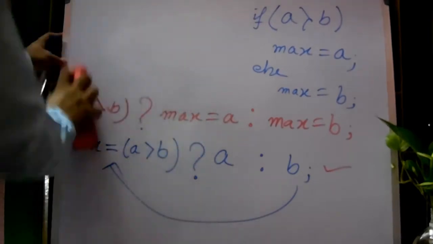One more example I am showing you: suppose we want to check whether a number is odd or even. How will we write this program?